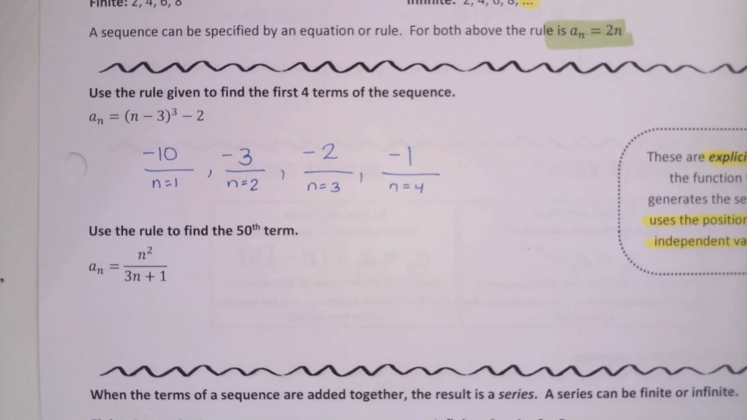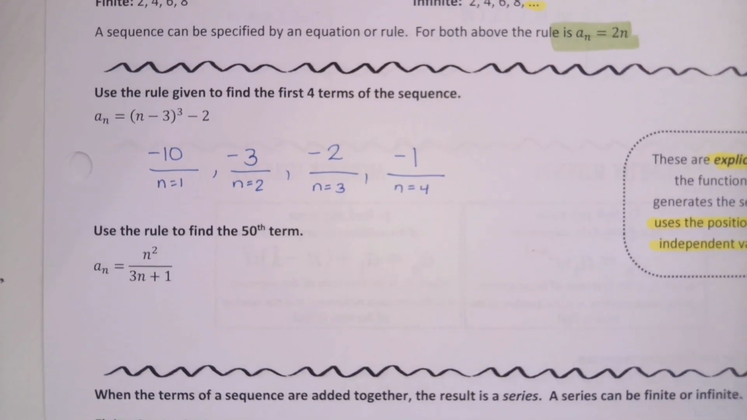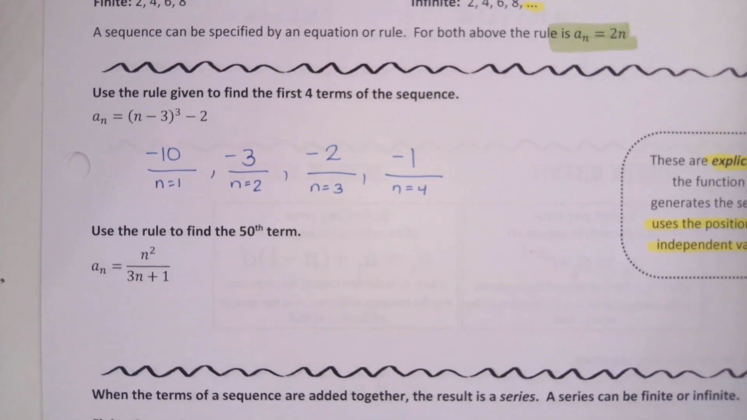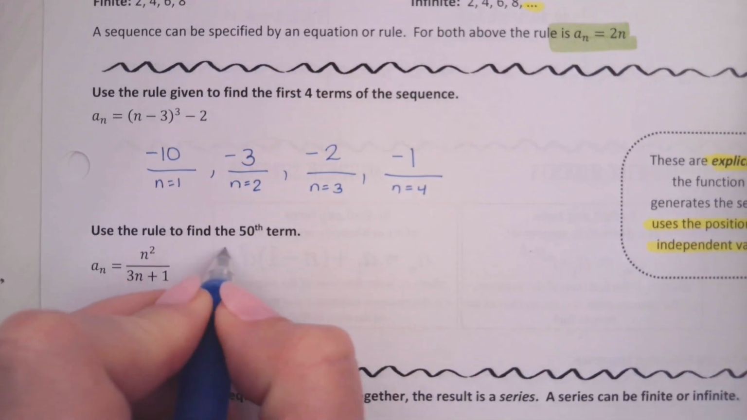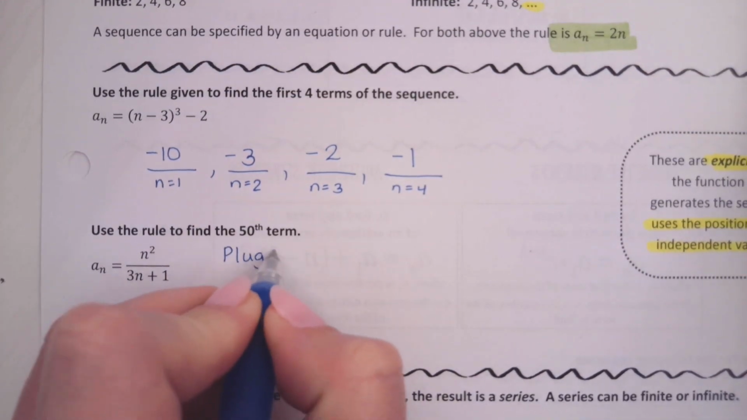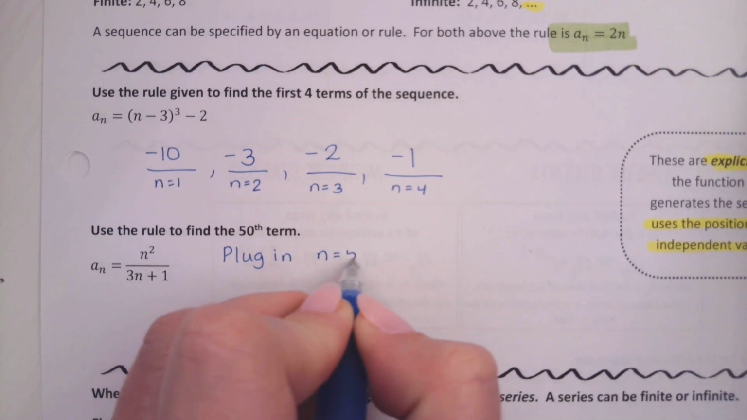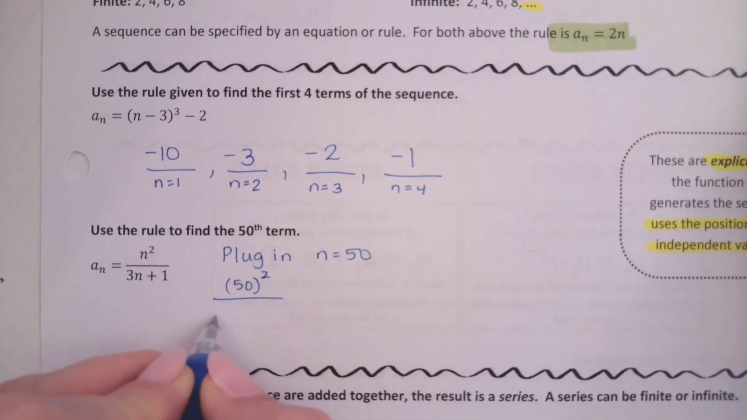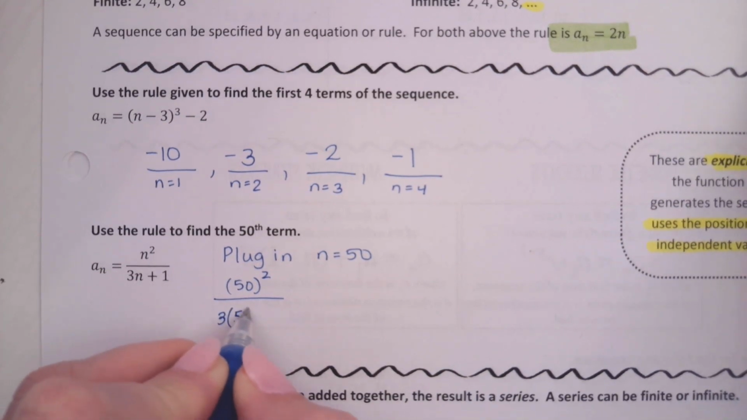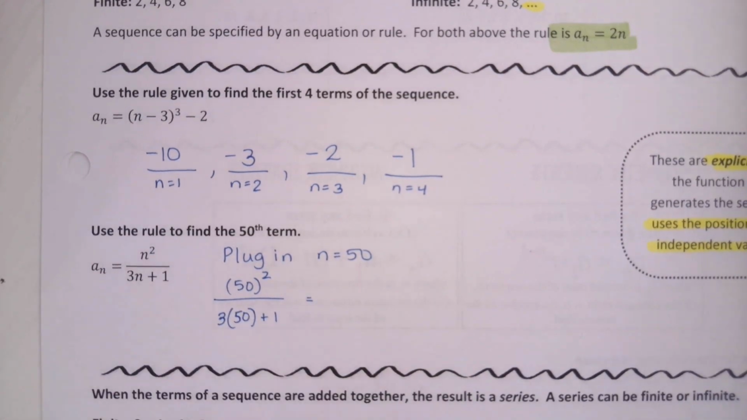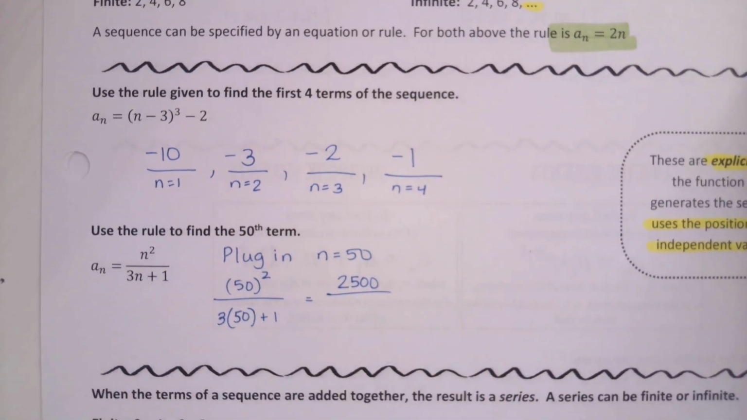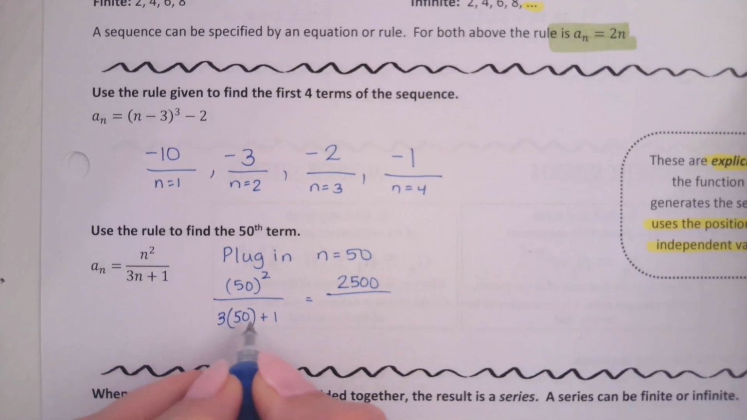For the second one, we're using the function rule, which is a rational function. We're going to use it to find the 50th number in the sequence. So what number are we going to plug in? 50. Yay for explicit rules. Plug in n equals 50. So we'll have 50 squared over 3 times 50 plus 1. It's going to be 2,500 on the top, over 150 plus 1, 151 on the bottom. Very good.